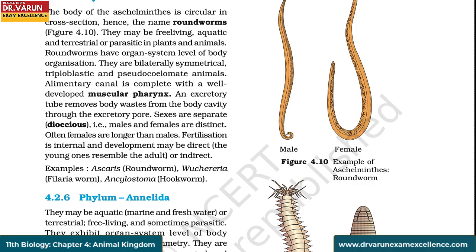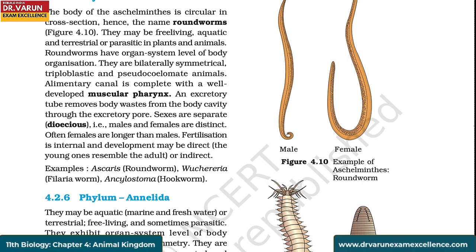Phylum Aschelminthes. The body of Aschelminthes is circular in cross section, hence the name roundworms. They may be free living, aquatic, and terrestrial or parasitic in plants and animals. Roundworms have organ system level of body organization. They are bilaterally symmetrical, triploblastic, and pseudocoelomate animals.